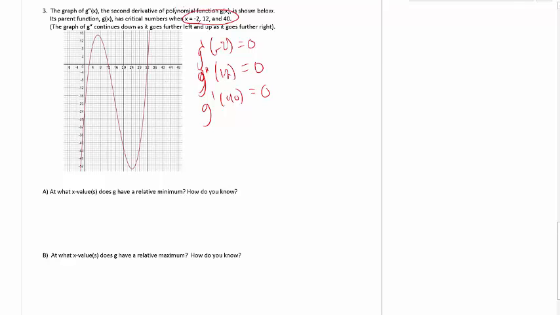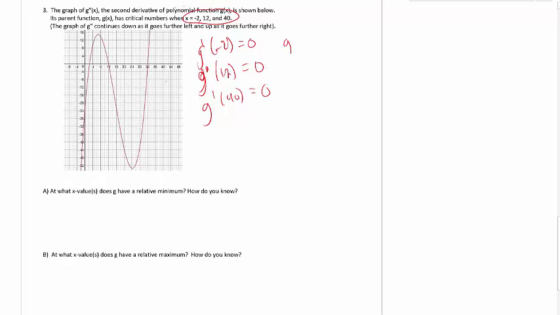So we can immediately plug these critical numbers into the second derivative, g double prime at negative 2. Just using the graph, I don't know the height of the second derivative graph at negative 2, but I know it's negative, because it's way down below the x-axis. And that tells me that g is concave down when x is negative 2. If the first derivative is 0 there, that means we have a relative max at that point.